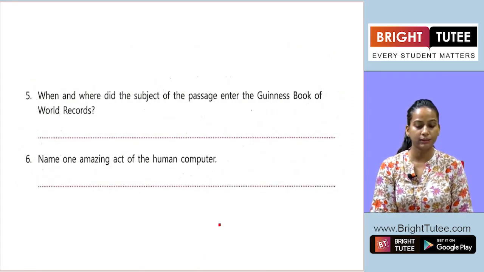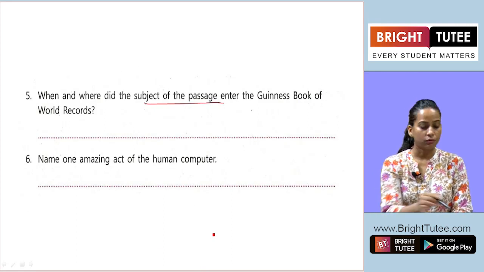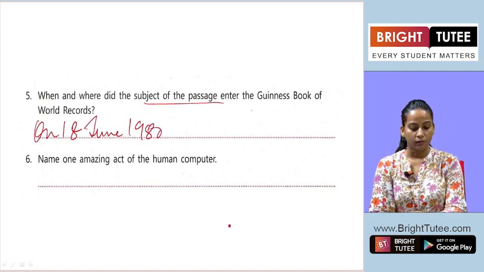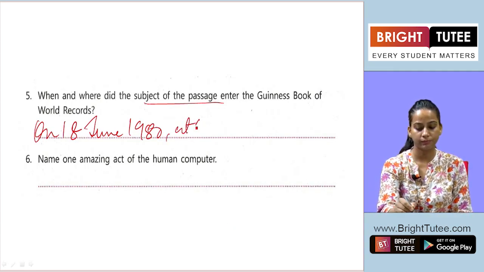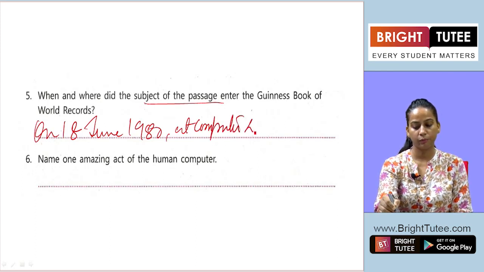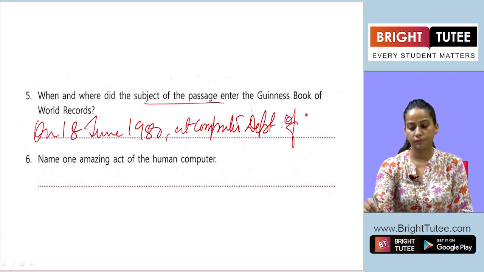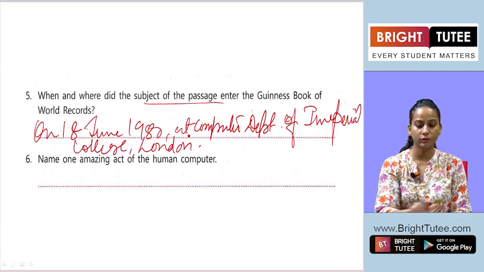When and where did the subject of the passage enter the Guinness Book of World Records? So we have to mention when and where. So we have to mention on 18 June 1980, and where did the subject of the passage, that was at the computer department of Imperial College, London. There it was recorded.